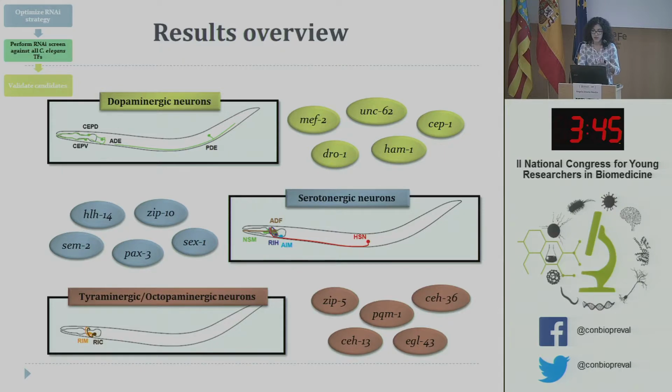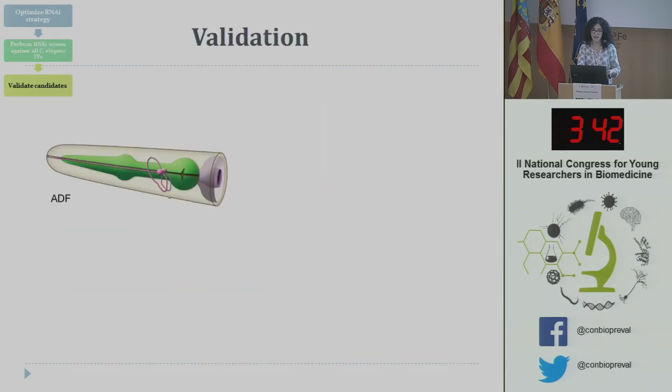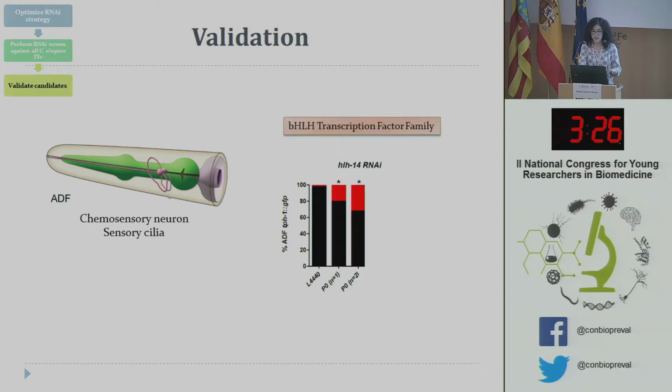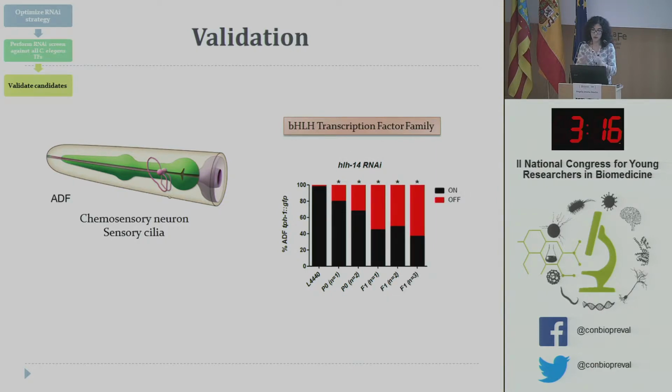So we decided to start the validation experiments with a candidate for the ADF neuron, which is a chemosensory neuron that has a sensory cilia which is in contact with the environment. And when we did the screen, we observed that a member of the HLH transcription factor family, which we call HLH-14, gave us a phenotype when we scored the P0 generation and also the F1 generation, which means that this transcription factor is involved in the maintenance and also in the development of this ADF neuron.